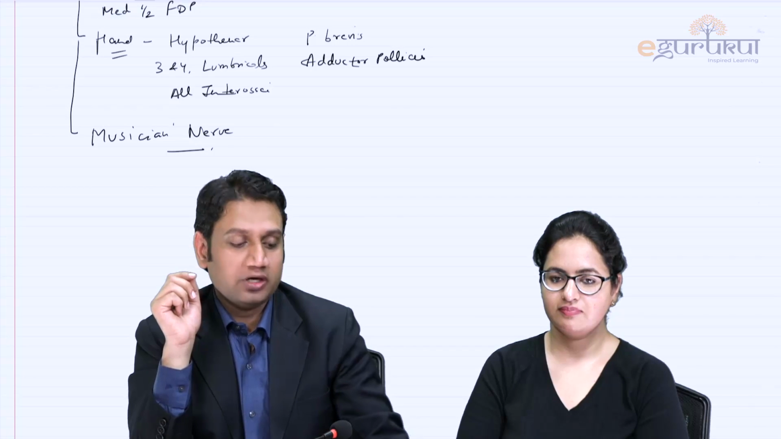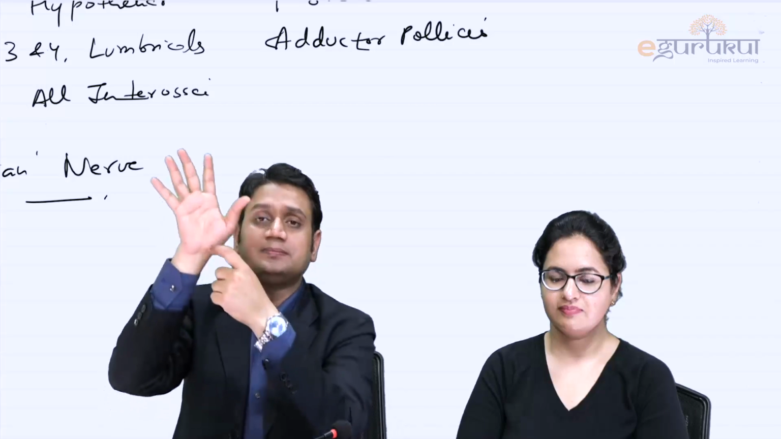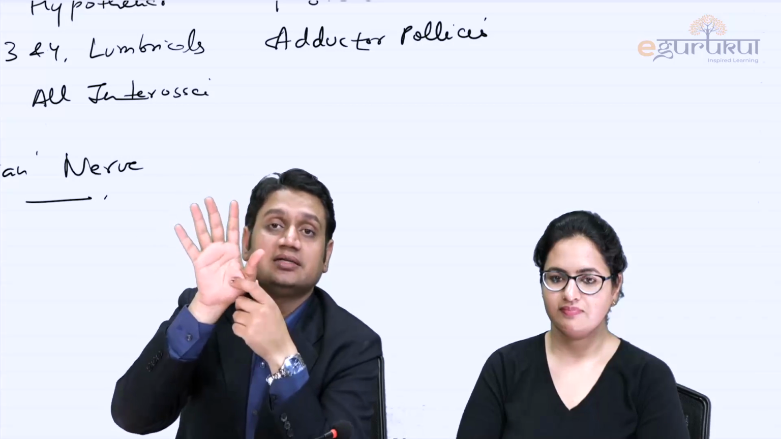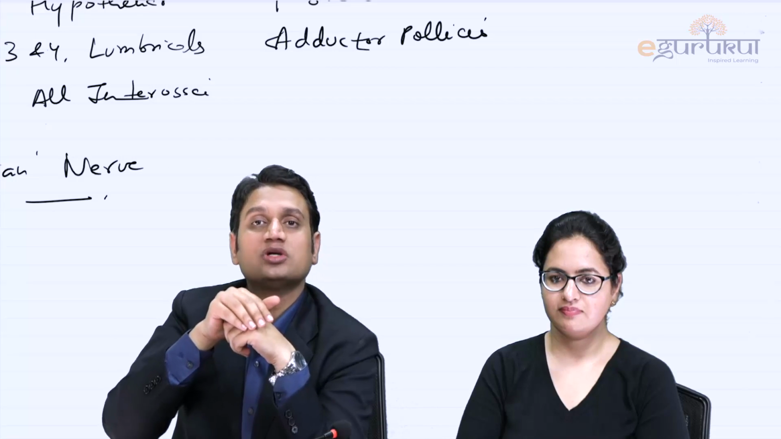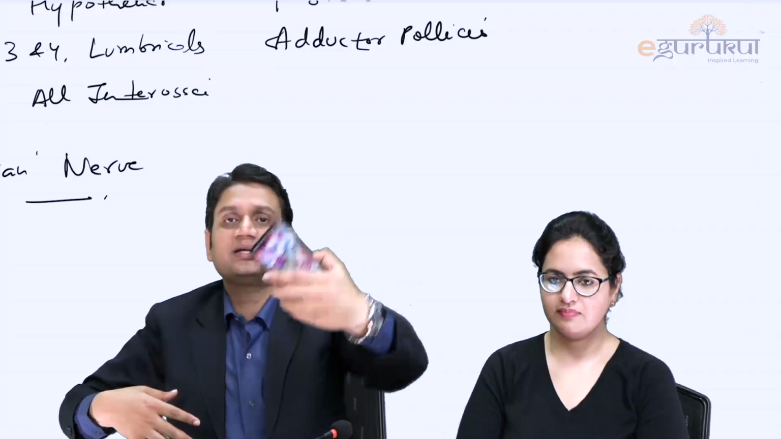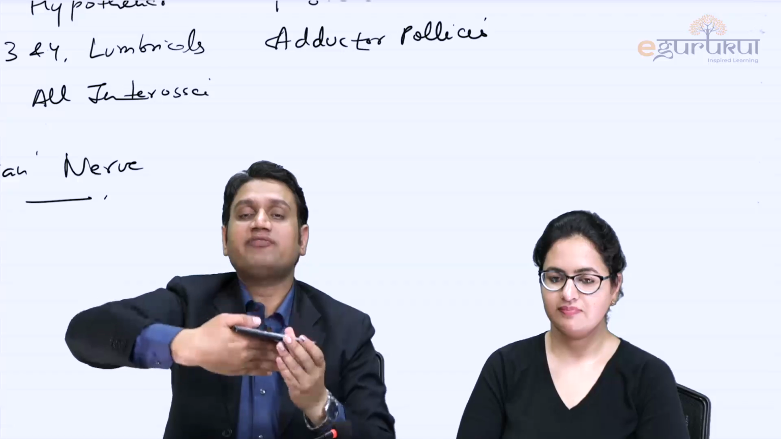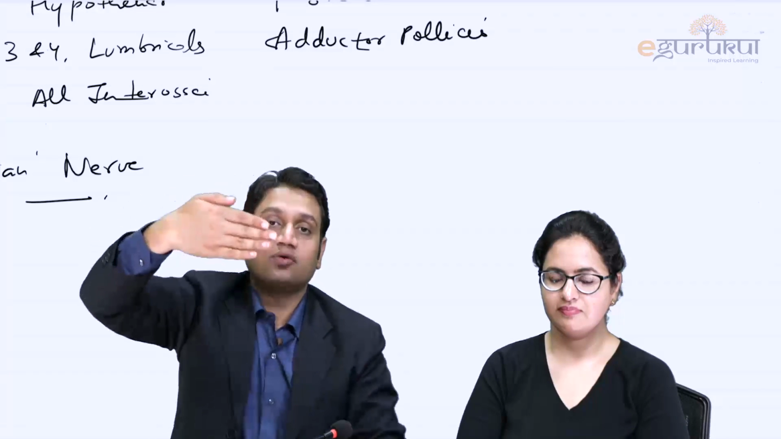Now the adductor pollicis mentioned here, I told you, is an exception: a muscle on the lateral, external side that is supplied by the ulnar nerve. How do we test it? We ask the patient to hold something between the thumb and the finger. Let's suppose this is some object, and we ask the patient to hold it between the thumb and fingers. If the adductor power is okay, he will be able to hold it. Else, this object will just fall down.